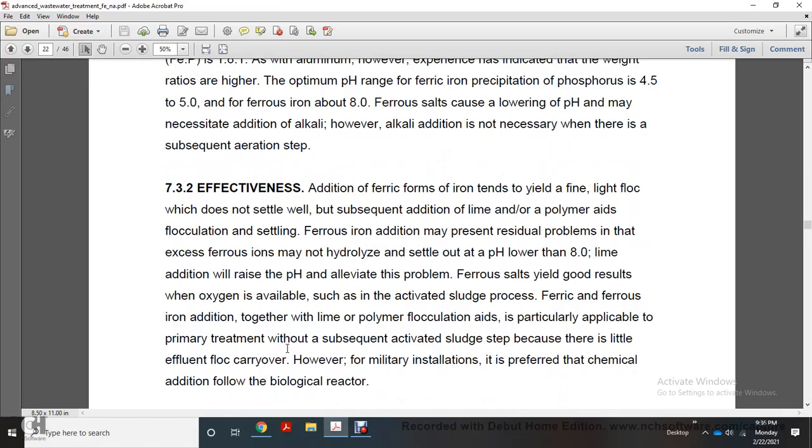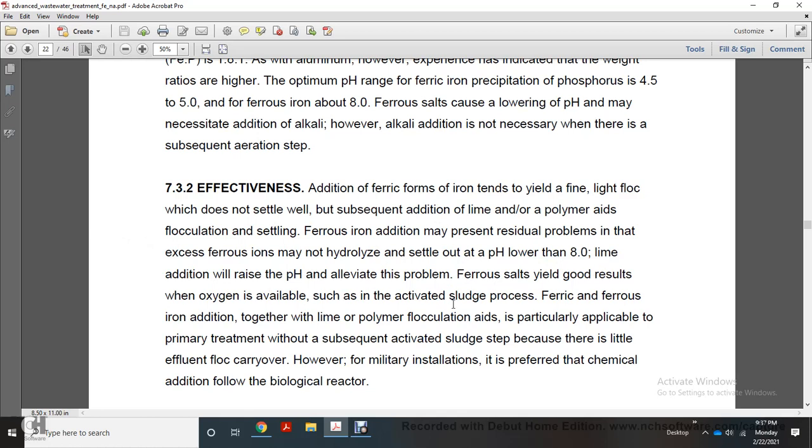Settling effectiveness. The addition of ferric forms of iron tends to yield a fine, light floc that does not settle well without subsequent addition of lime and polymer aids to flocculation. Settling of ferrous iron addition may present residual problems in that excessive ferrous iron may not hydrolyze and settle out at a pH lower than 8.0. Lime addition raises pH to alleviate the problem. The ferrous salt yields good results.